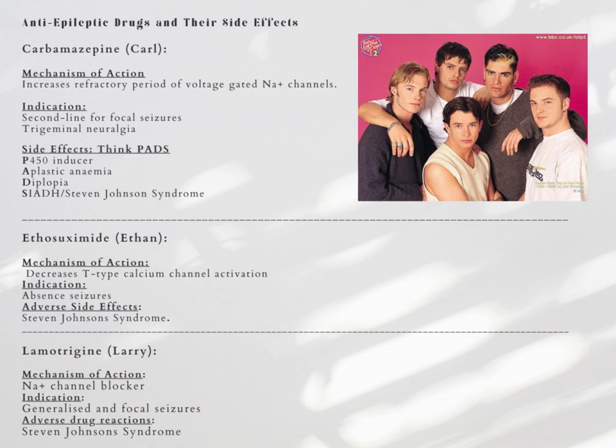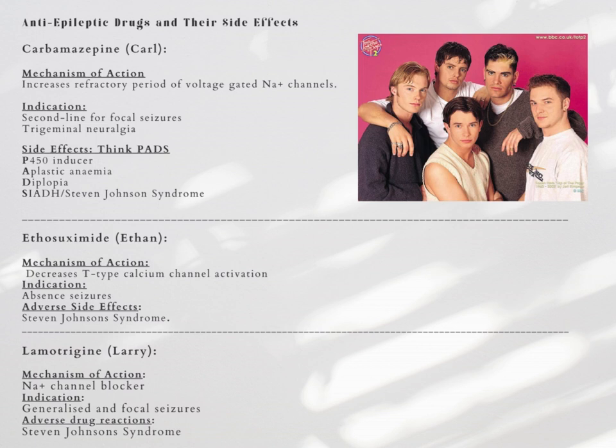Other anti-epileptic drugs include carbamazepine, ethosuximide, and lamotrigine, which are remembered as the 3 types of drugs that can cause Stevens-Johnson syndrome, which is an extreme rash. And we remember this with the helpful mnemonic Carl, Ethan, Larry, Stephen Johnson, which is kind of a boy band. And each name of the boy band member denotes one of the drugs that can induce Stevens-Johnson syndrome.